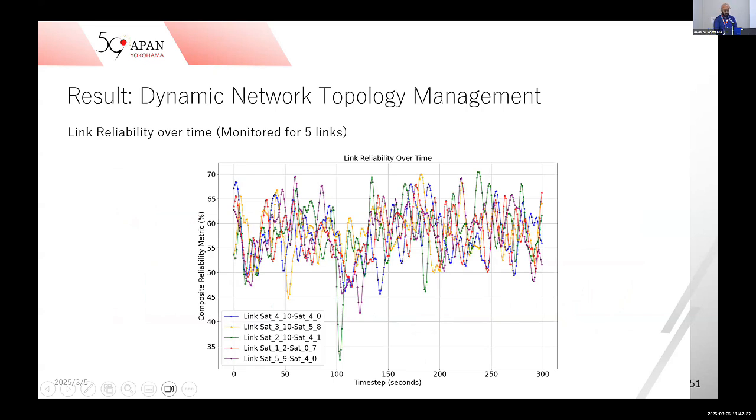These are some of the reliable links that we are getting. I have given the results for 5 links, because we cannot show all the links here. Here we can see the composite reliability metrics, and the best-performing link is the green one, the link satellite 2 to 10 and 4.1, because it goes beyond the others. Also, the yellow one, satellite 3, 10 and 5.8, is performing in the middle, not going very low and not too high, so it is performing well.